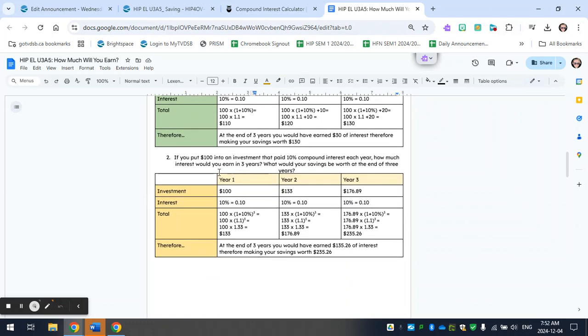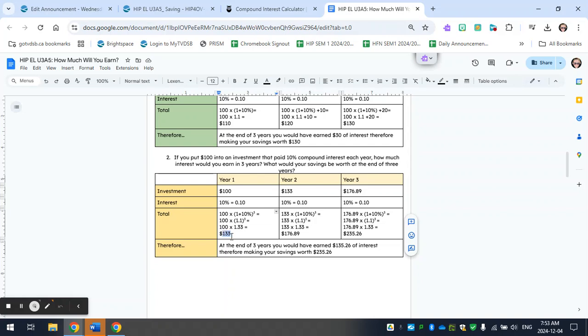We look at question number 2. You put $100 into an investment that pays 10% compound interest each year. How much interest would you earn in 3 years, and what would your savings be worth at the end? So for the investment, we started year 1 with $100. We have our 10%. We have to put in that exponent to the power of 3 because we're working over 3 years. So 100 times bracket 1 plus 10%. We switch that 10% into a decimal, which makes it 100 times 1.1 to the power of 3. 100 times 1.33 gets us $133.